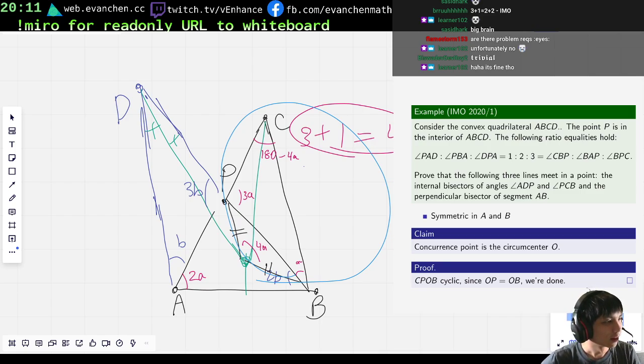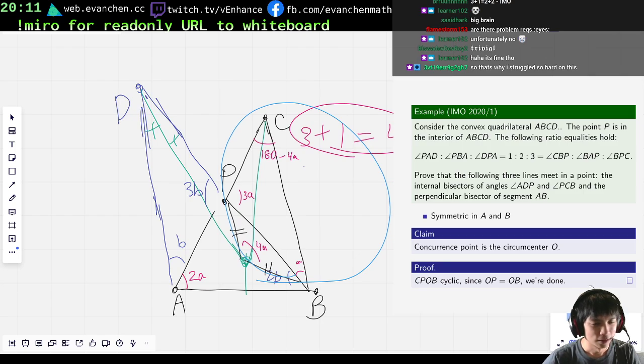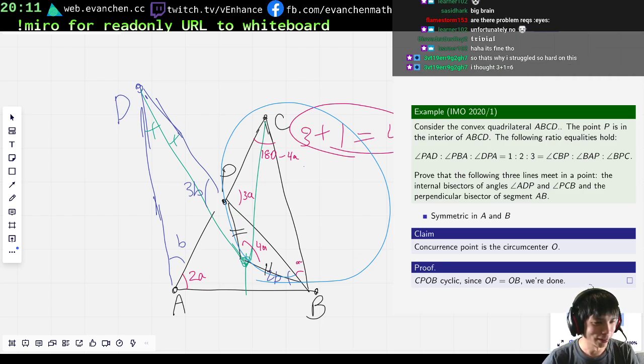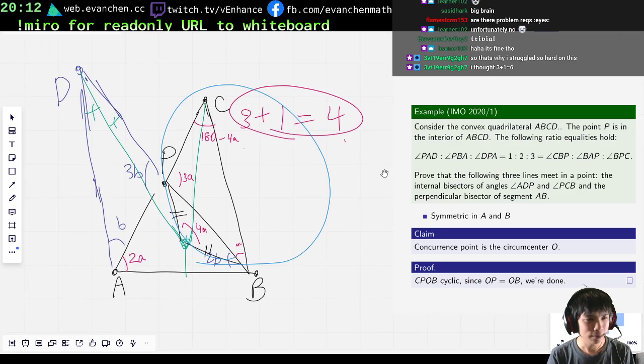I think that's all I have to say. The entire difficulty of this problem is realizing what to do with the point O. I also... oh, 3 plus 1 is equal to 6. Yeah, that will kill you on this problem.